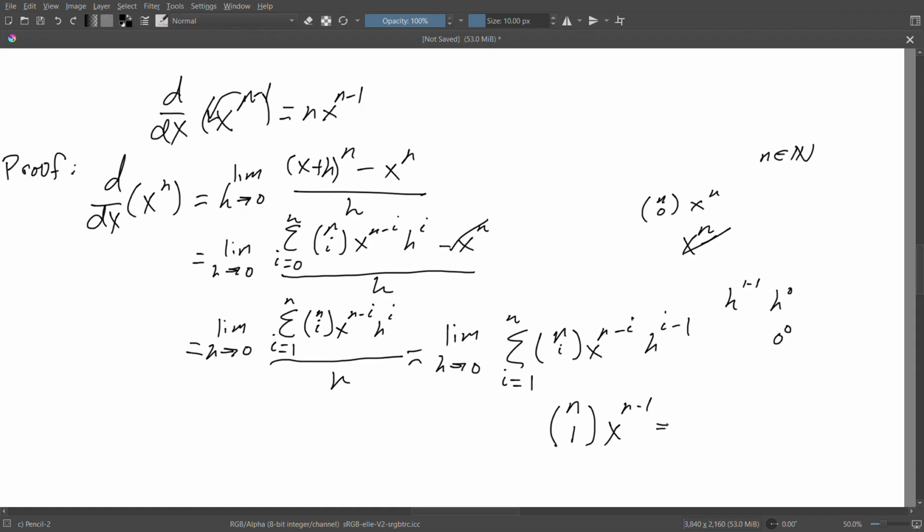We're almost there. We just have to remember what n choose 1 is. If we have n objects and we want to choose one of them, how many different ways is that? Well, that's just n. We can choose the first one, the second one, the third one, or we could choose the nth one. So then this is going to be n times x to the n minus 1. Great. So we've proven our formula. That's really good.